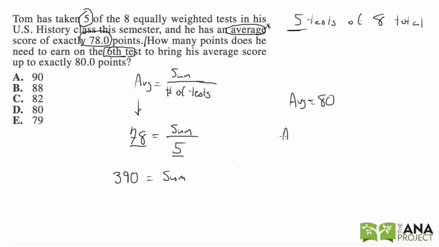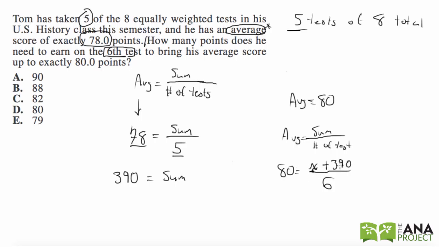So let's go ahead and use the average formula. Average equals sum over the number of tests. So we want his average to be 80. So across 6 tests now, so we can put that. The sum will be, we know the sum for the 5 tests is 390. We just need to find what he needs on the 6th test. So I'm just going to call that x.